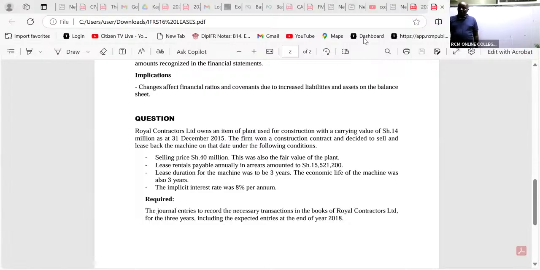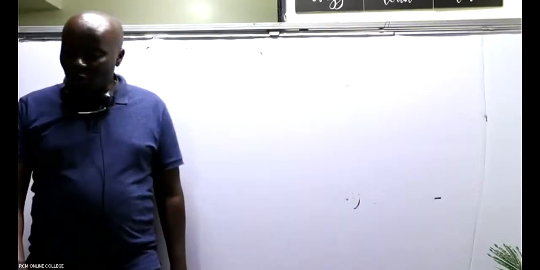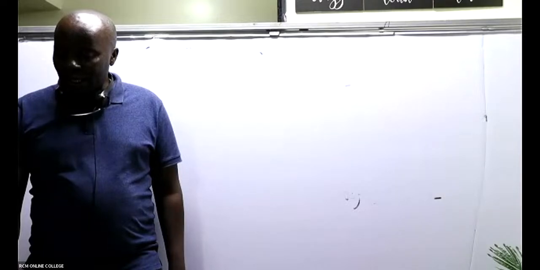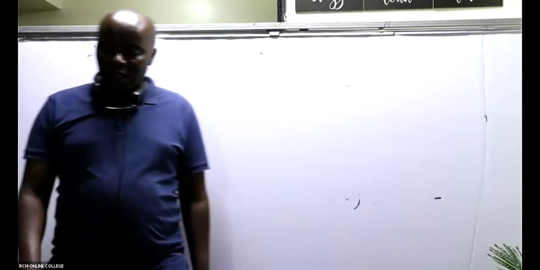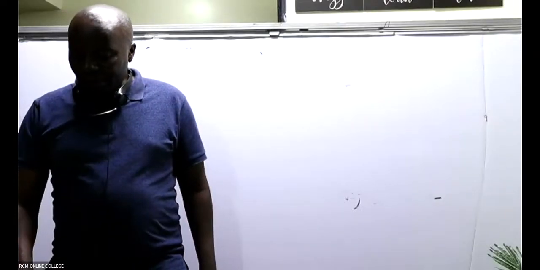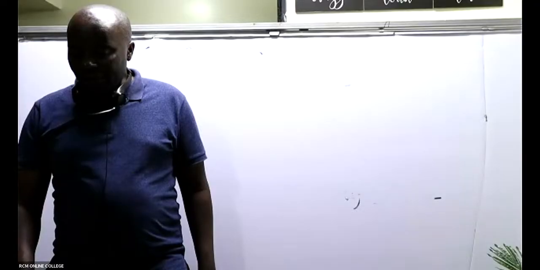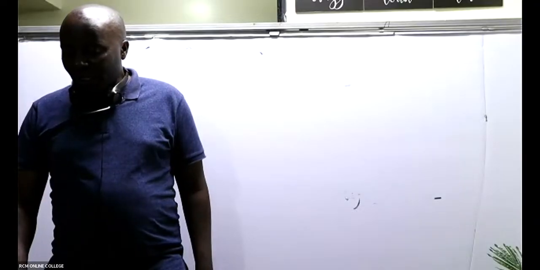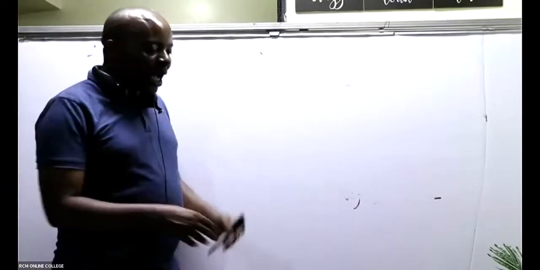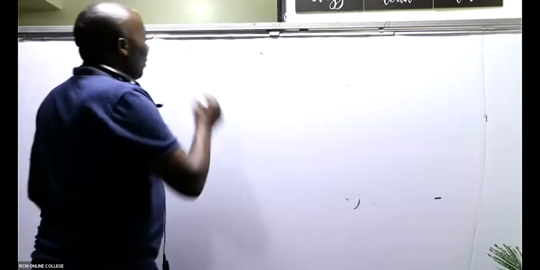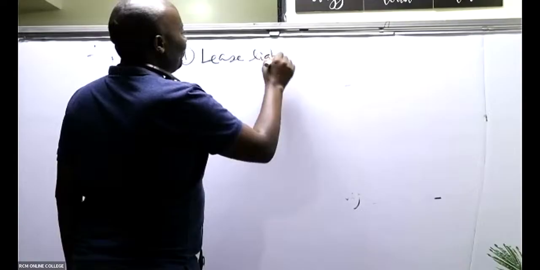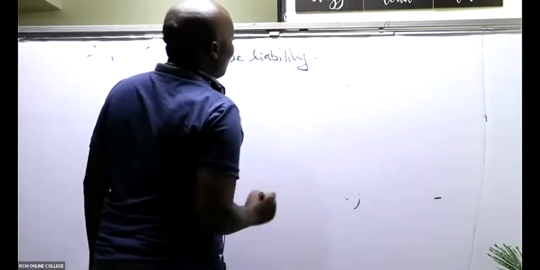So if Royal Contractors is a lessee, then the very first step, as we said here, is to establish the lease liability. That is the first thing you do. If it was the landlord, I would not have done that. So the very first thing you need to do is to come and establish the lease liability. So step number one, give us the lease liability.